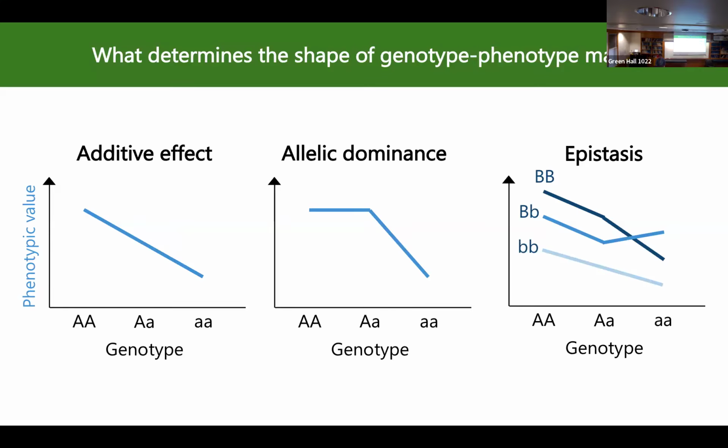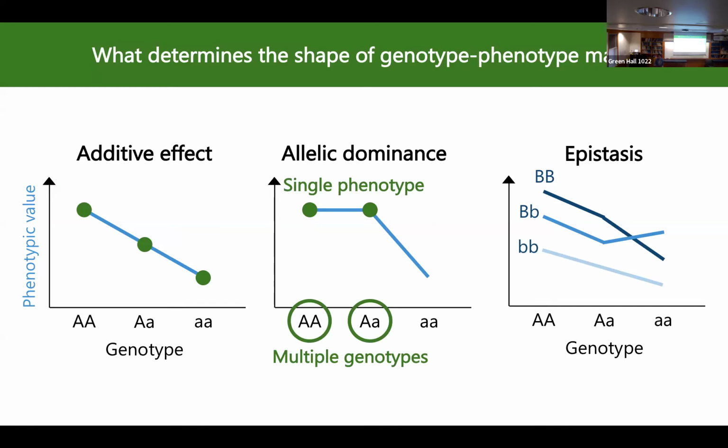So in the case of additive effects, each genotype can have a different phenotype. On the other hand, in the case of allelic dominance, multiple genotypes can create a single phenotype or similar phenotype. And in the case of epistasis, a single genotype at a certain locus can have multiple phenotypes depending on the genotype at another locus.